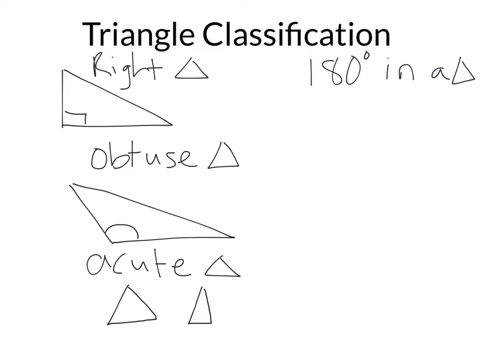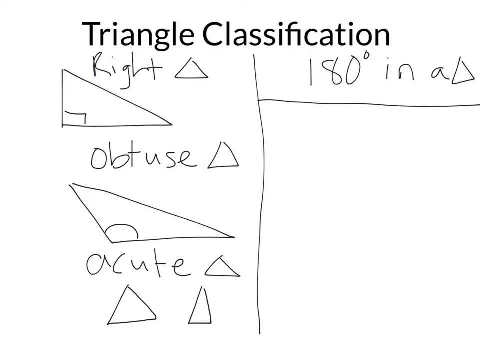Right, obtuse and acute, and you'll be asked to classify at times. Given a certain triangle, what kind of triangle is it, right? Obtuse or acute. Next, we've got based on the sides. So these were all based on the angles, right? All these on the left of that line were based on the angles. Now we're going to do based on the sides.